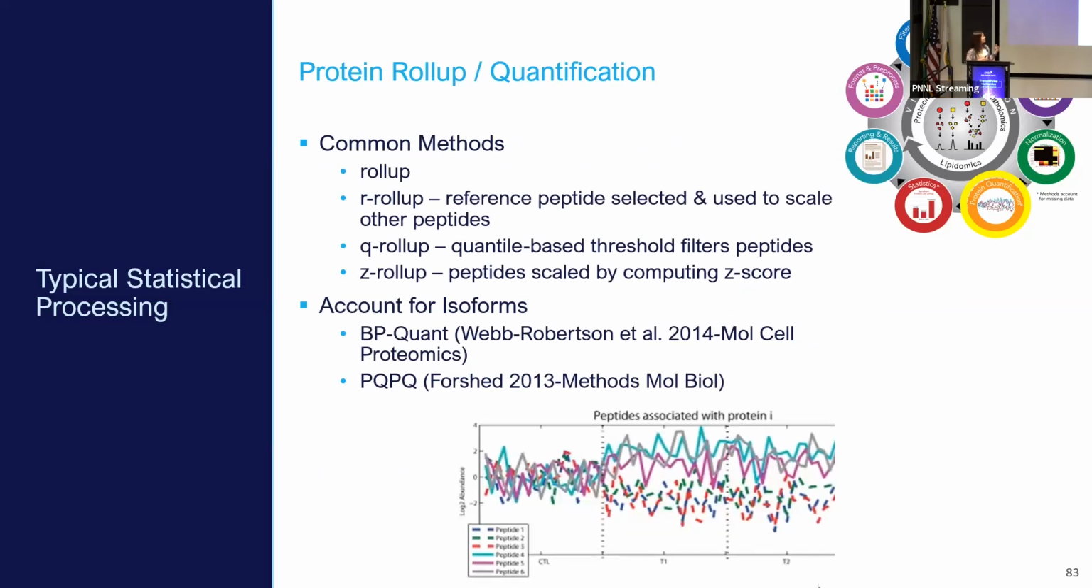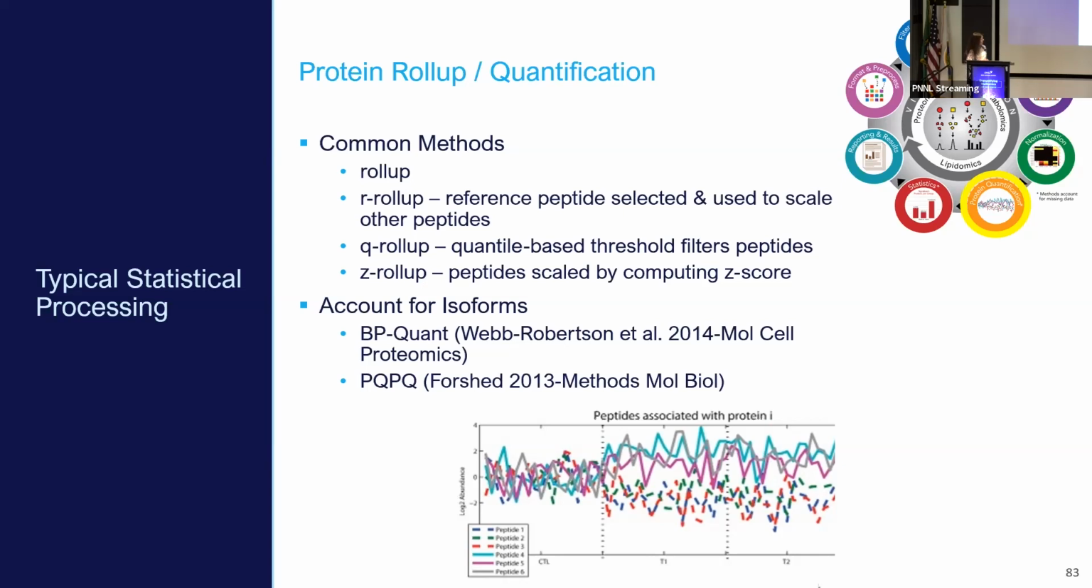There are some common methods that I've listed here that are available through the tools that I've mentioned, and similar to normalization, they involve some sort of a function. Are you taking the sum, are you taking a median, and which of those peptides that map to a protein are you using? It could be that you're selecting a reference peptide from that set, or it could be that you're just taking all of the peptides that map to a protein. There are ways as well to account for isoforms, and two of those are listed here. There's a BP quant method as well as a PQ-PQ that you can look at the papers for. The BP quant is available through PMART-R and MAP.